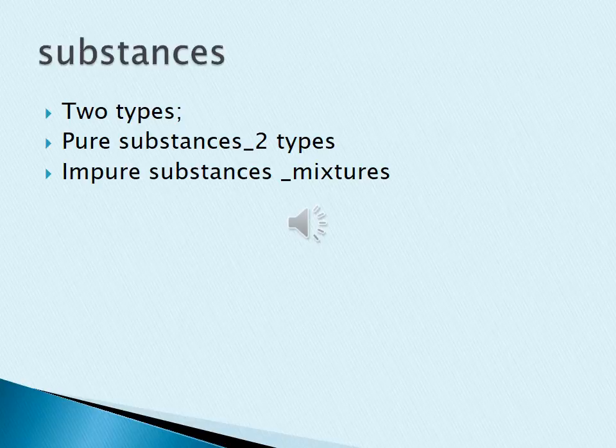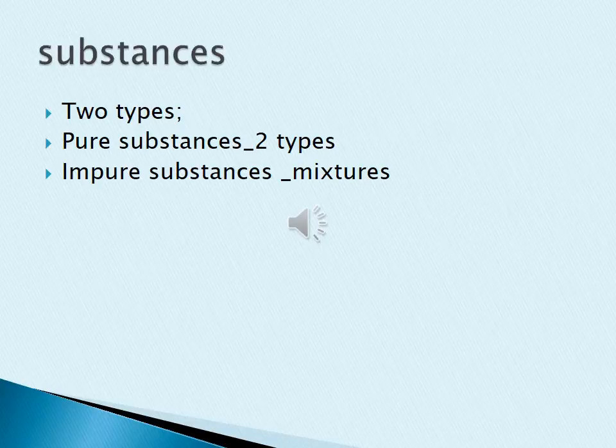So it should not be one. It should be more than 2. So a compound is a pure substance made up of 2 or more kinds of atoms or elements.